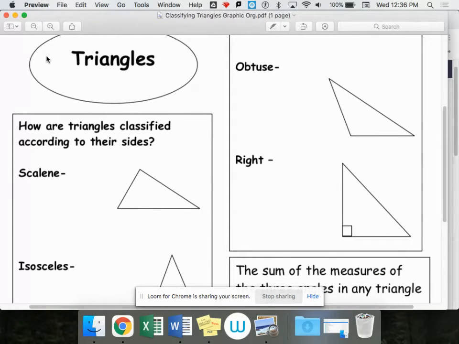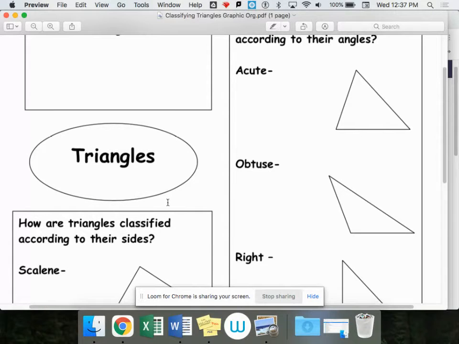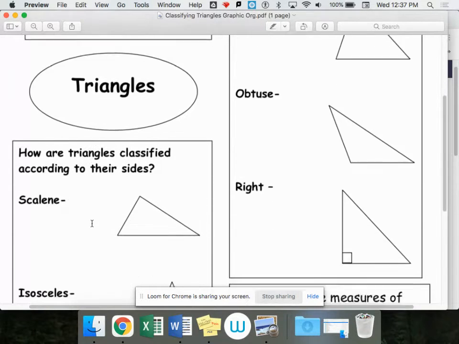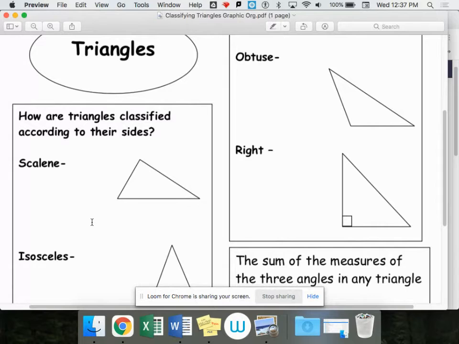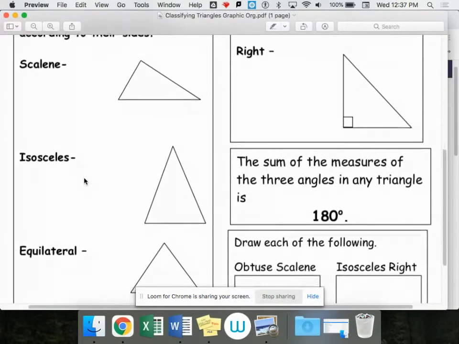So on this graphic organizer, which I'd like for you to use when you're doing your assignments for this lesson, we've got 2 different columns. The left side, we're going to be talking about classifying triangles by sides. On the right side over here, we're going to be focusing on classifying triangles by angles. So we're going to start with sides.